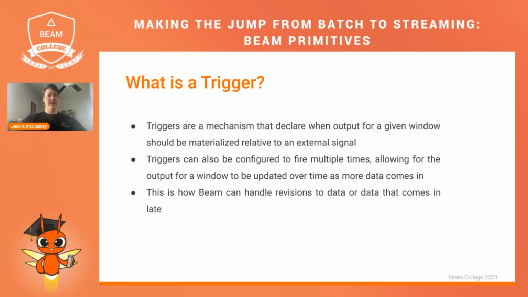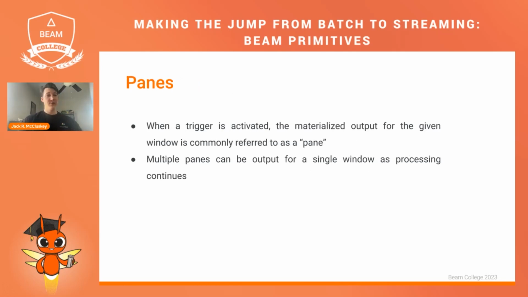Triggers can be configured to fire multiple times. You can update your output over time depending on data coming in. This is how Beam handles revisions to data, or data that comes in late: you set triggers. When a trigger is activated, the materialized output for a given window is a pane. We do love our cute naming here. So you output a pane that encapsulates the data produced by that trigger. Multiple panes can be output for a single window as processing continues, and you have to handle those as you go.